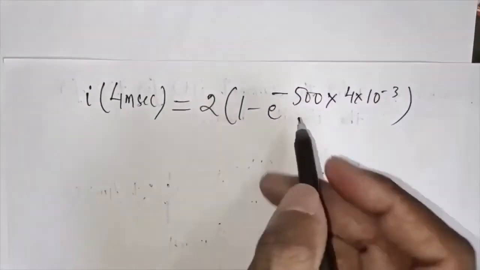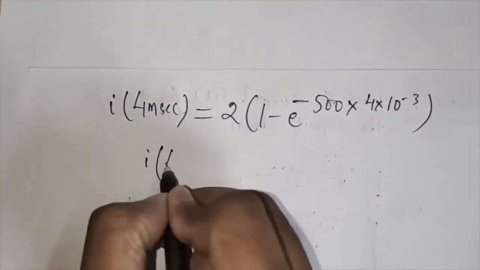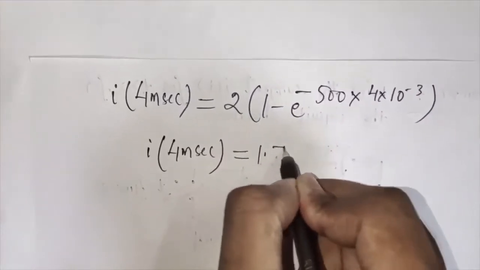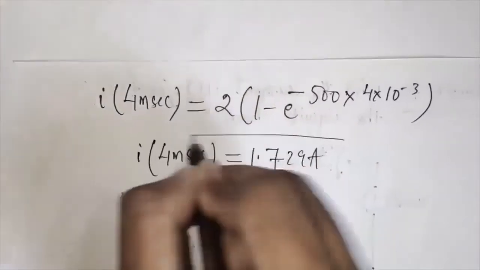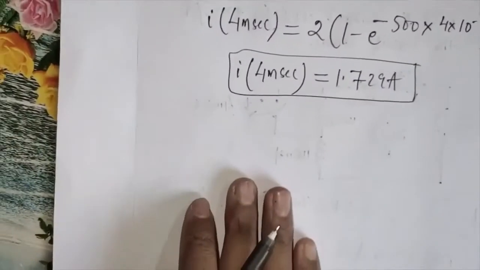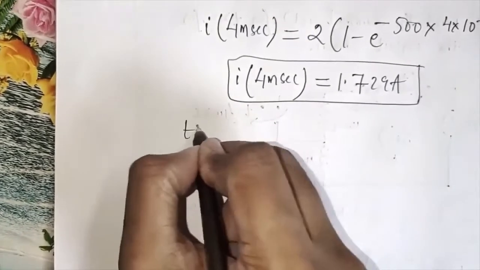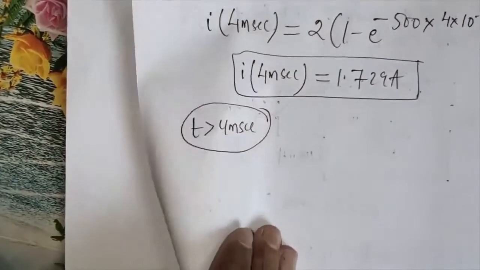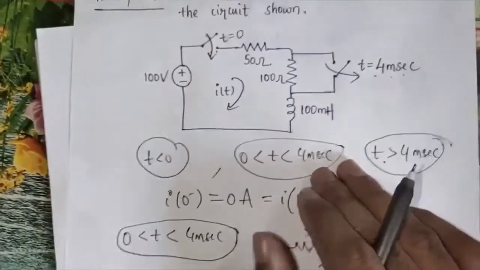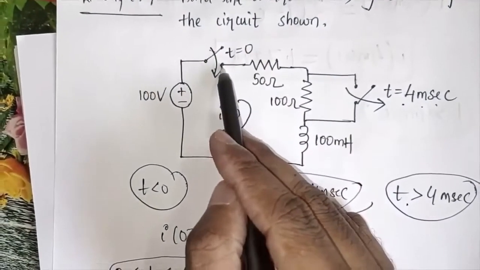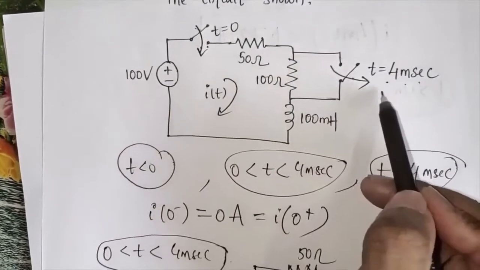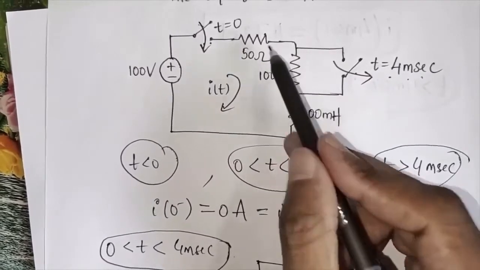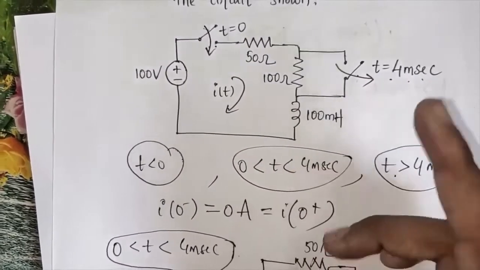So when I simplify this, I'll get the value of current at 4 milliseconds to be 1.729 amps. So next, for t greater than 4 milliseconds. When t is greater than 4 milliseconds, the switch S1 is anyhow closed and switch S2 is opened. So when this switch is opened, we will get the resistance value to be 150 ohms in the circuit.